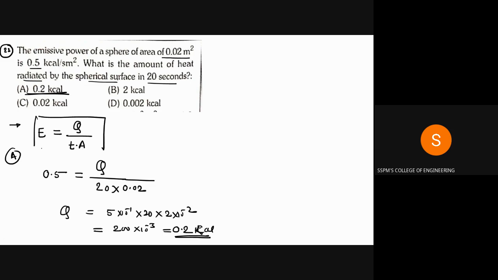So you should remember this basic equation. Emissive power is equal to heat radiated divided by time into surface area.